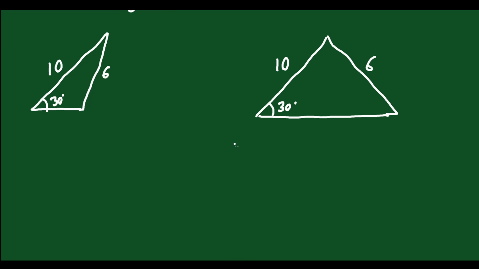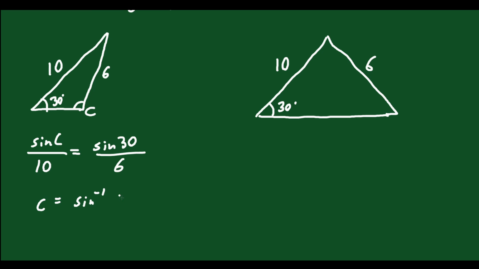Now, how can we solve for these triangles? Let's start with this one on the left, right? So this one on the left, let's say we label this angle here angle C. How can we solve for that angle? Well, I would say that sine of C divided by 10 is equal to sine of 30 over 6. So just use sine law, right? If you isolate C, you get C is equal to sine inverse of 10 sine 30 over 6.